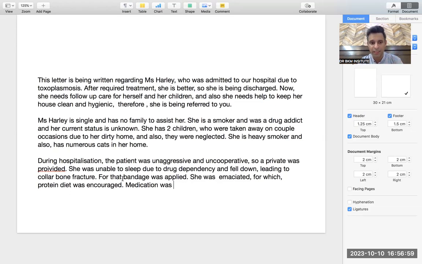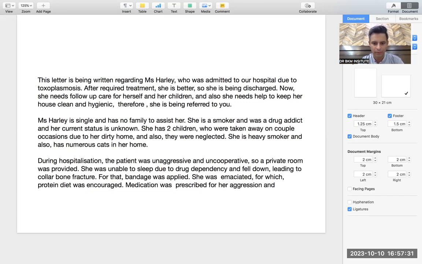Now you can shuffle the sentence, but saying again and again she was emaciated, she was, so try to change. Like over here, I changed that: for that bandage was applied. So I changed my subject and made it a passive voice. All are passive voice: was admitted. In the same way, private room was provided by us. Bandage was applied by us. Protein diet was encouraged by us. Medication was prescribed for her aggression and toxoplasmosis. So I have completed almost 3 sentences with this simple thing.